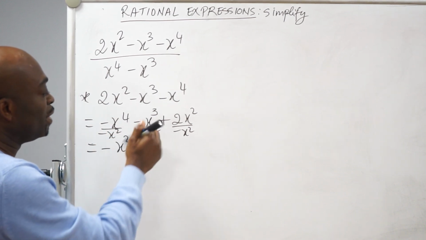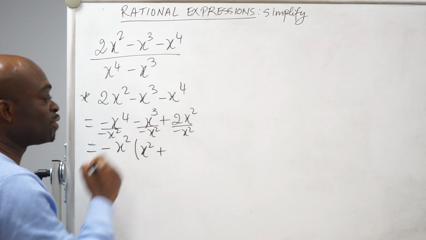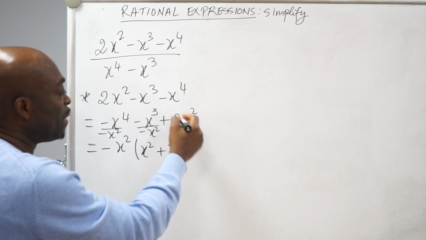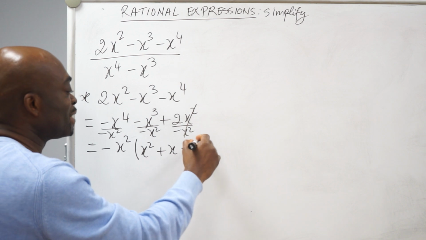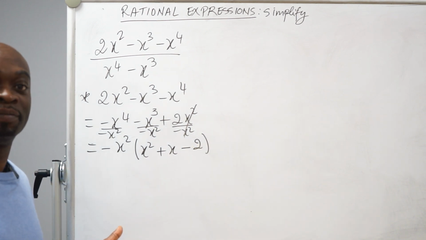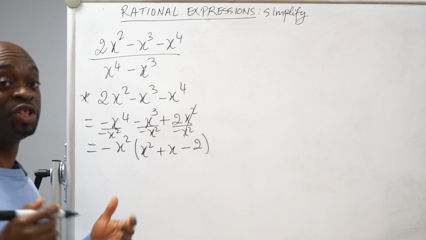And then what else? Negative out, so that will give you positive here. And x to the third divided by x to the second will give you x only. And then here, positive divided by negative is going to give you negative also. x second out, so you have 2 left. See what just happened? Bingo. We just factored this one by using the greatest common factor, GCF.